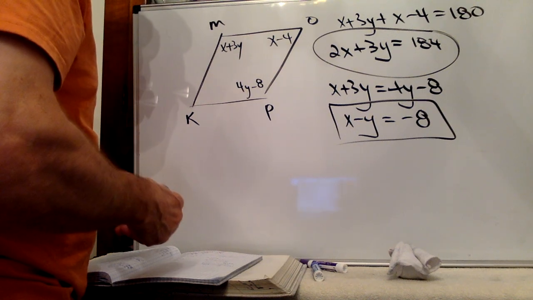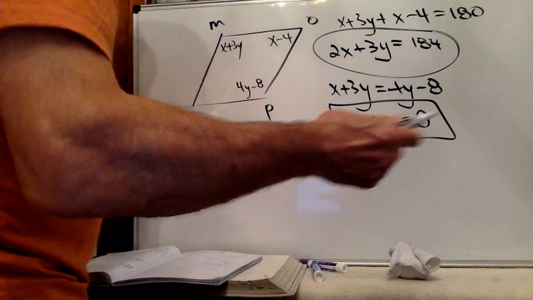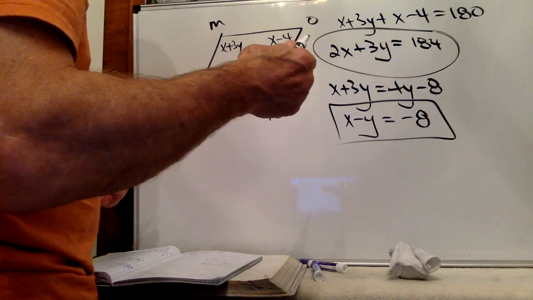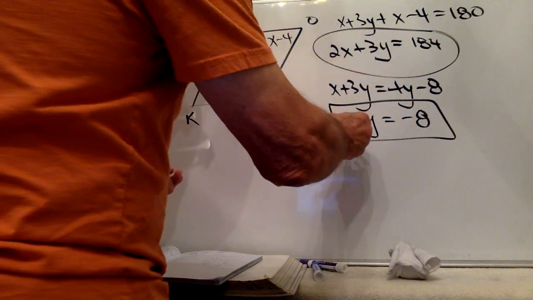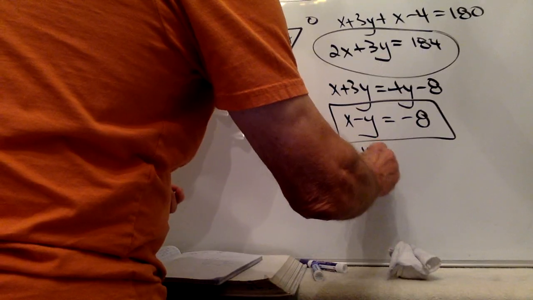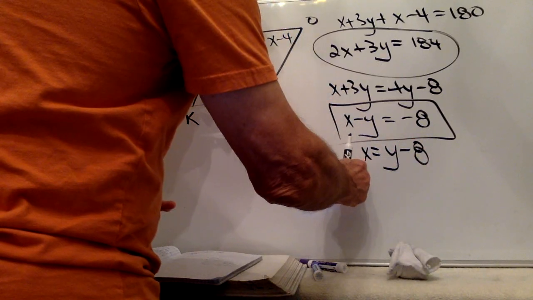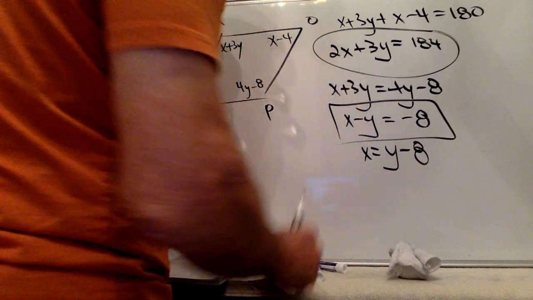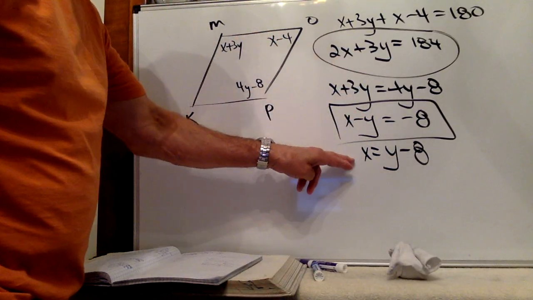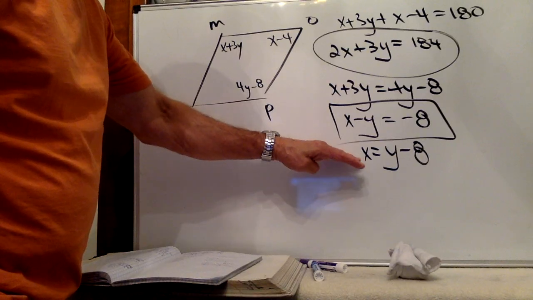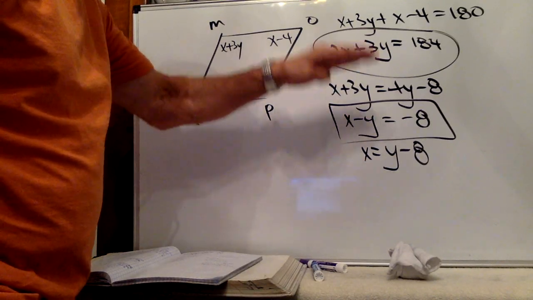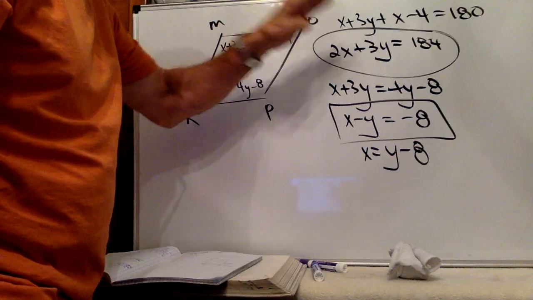I'm going to do it by addition subtraction. If I add y to both sides, I get x equals y minus 8. And then I'm going to take this value for x and substitute it in the first equation. If you use the substitution method, you solve one equation for one letter, and then you take that value and plug it back in the other equation.